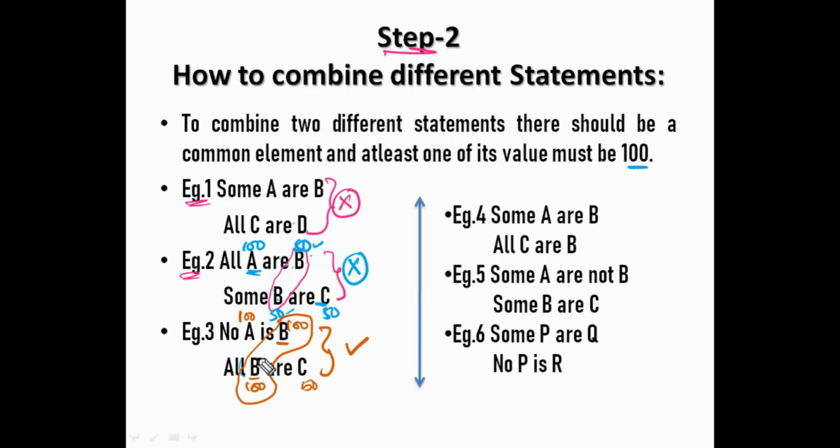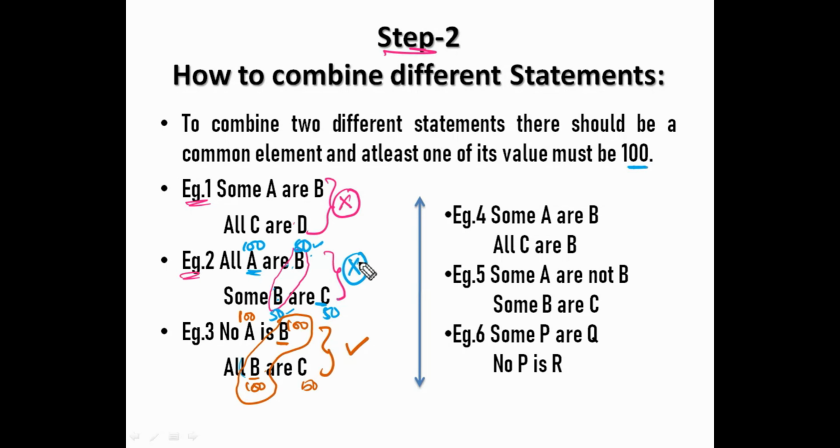So we can combine means A to C, there will be some conclusion. What will be that conclusion? We'll see it later. Okay. Can you combine these two statements or not? Yes, we can combine these two. So here we cannot combine these two because there is no common element. We cannot combine these two because the common element value is not 100.